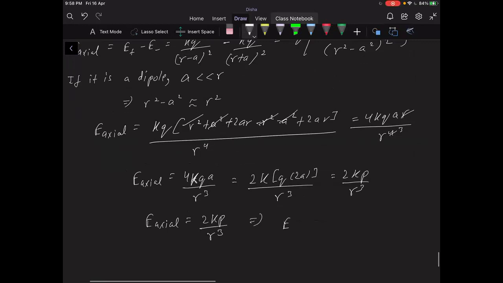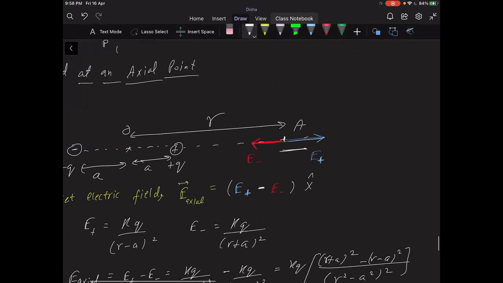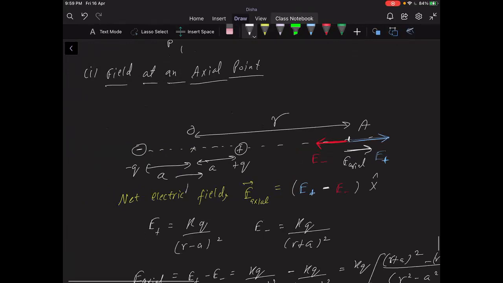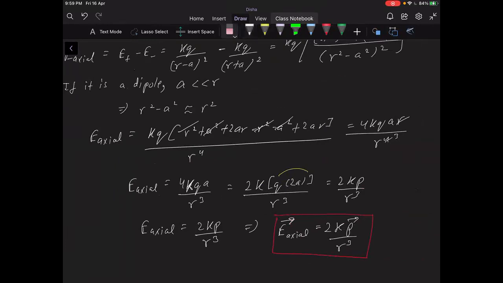And vectorially speaking, E axial is actually equal to 2K p vector by R cube, where K is 1 by 4 pi epsilon naught, and p vector is basically the dipole moment vector. Because the magnitude is already embedded in the formula, we did this maneuver here. Q into 2A is dipole moment, and the direction of the axial field, which will be the net field, is the same as the direction of the dipole moment, which is from minus to plus. So you can actually equate the vectors themselves direction wise.